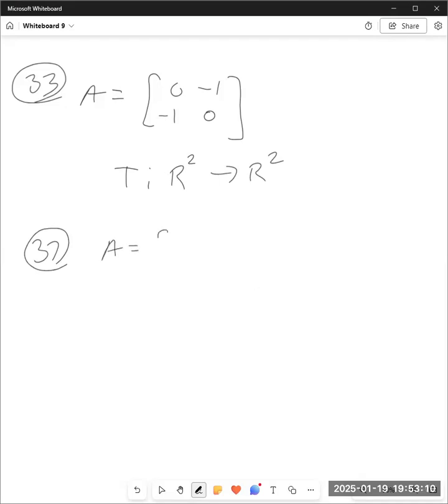37 is 0, 1, -2, 1, -1, 4, 5, 0, and 0, 1, 3, 1. So we're going to make this R 4 columns to 3 rows.